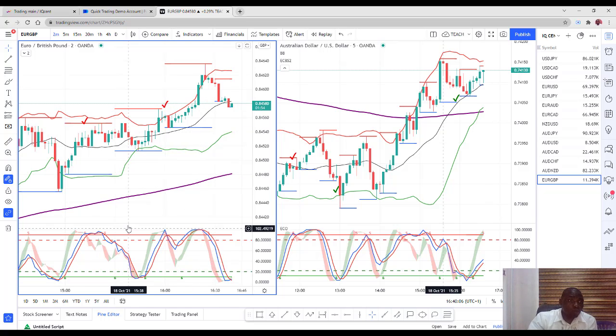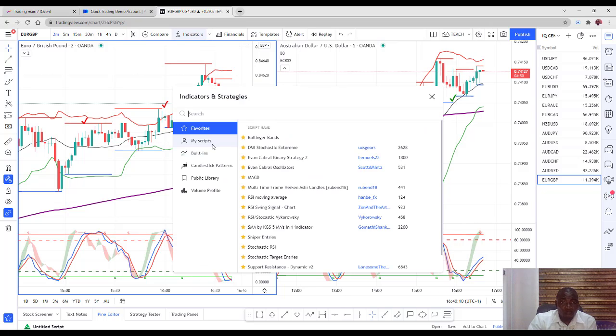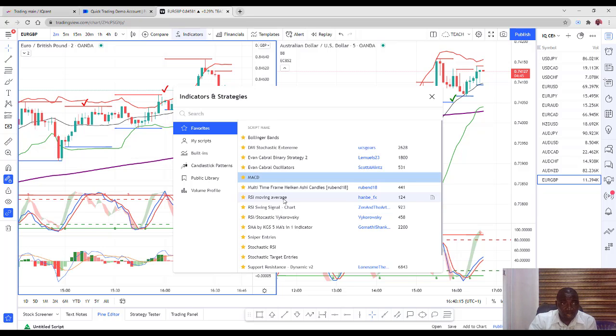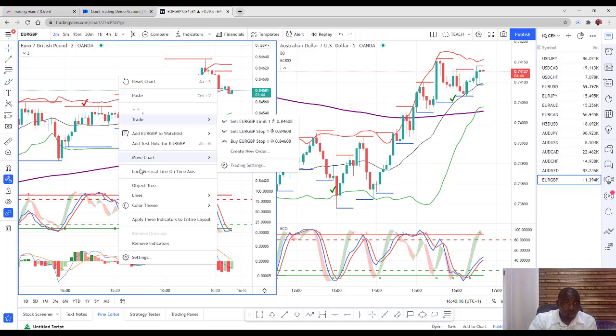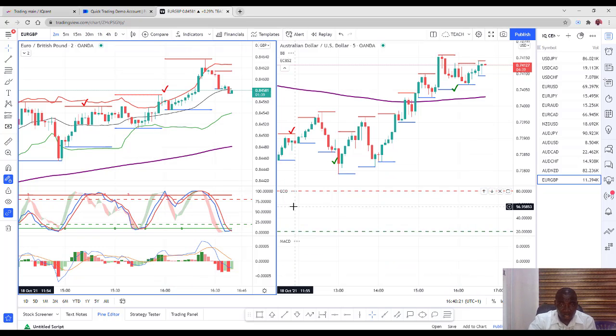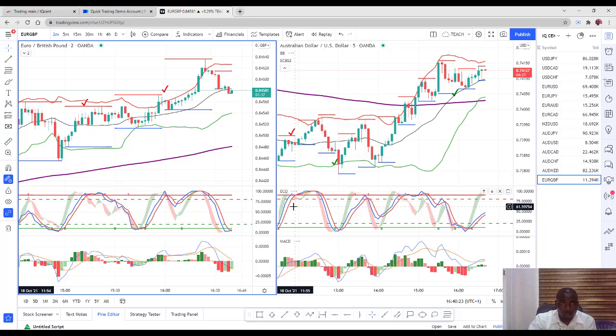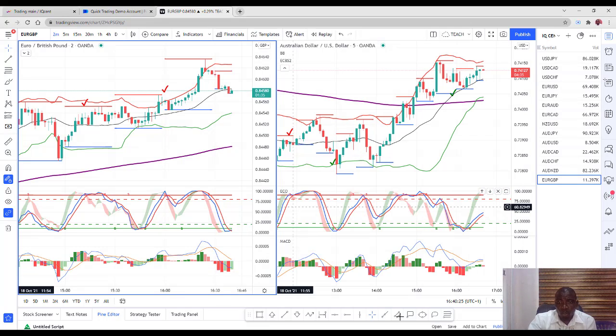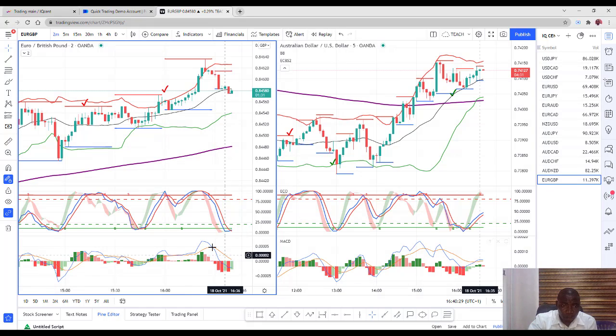Most times you want to use your MACD to tell what your trend is saying. Now, you use a higher time frame and a lower time frame. This is a 5-minute time frame. This is a 2-minute time frame.